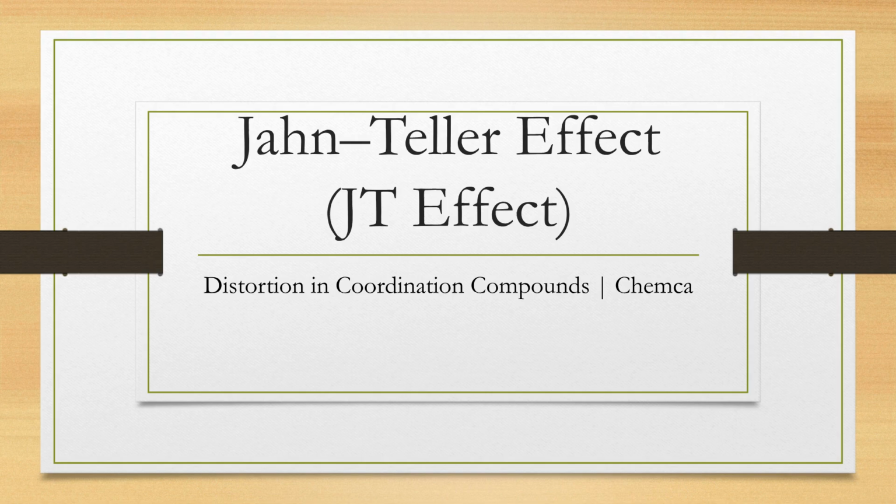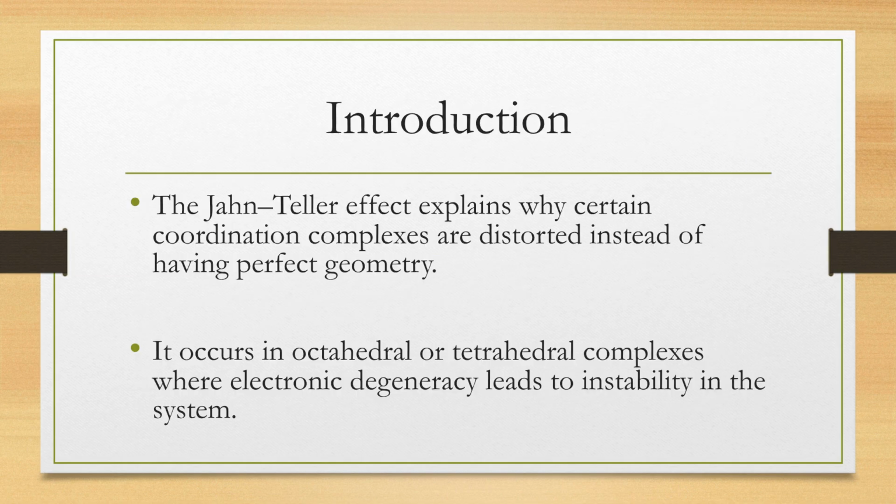Welcome to this video on the Jahn-Teller effect, also known as the JT effect, which causes distortion in coordination compounds. The Jahn-Teller effect explains why certain coordination complexes exhibit distortions instead of perfect geometry. This phenomenon occurs in octahedral or tetrahedral complexes, where electronic degeneracy leads to system instability.